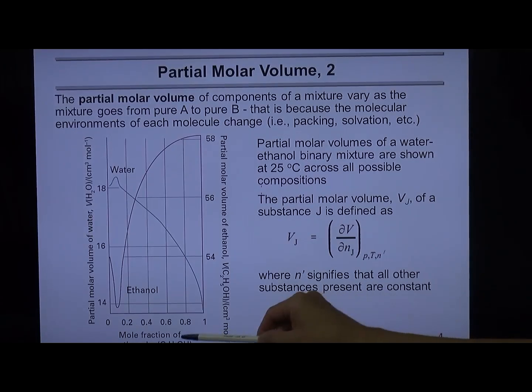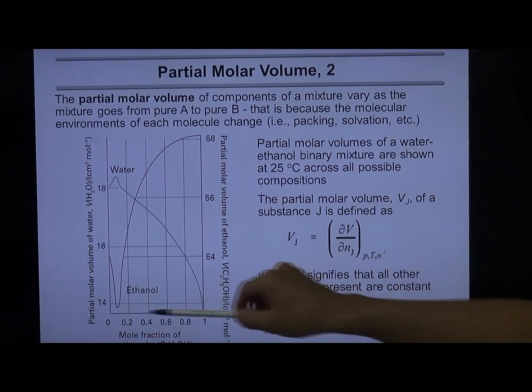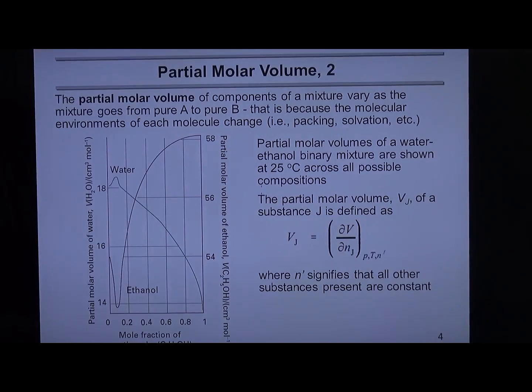So different composition results in different molecular environments, different molecular interactions, right? Which also results in different thermodynamic properties. And we'll learn about those things, right? So formally, by experiment, we can measure the partial molar volume of each of these species in a mixture.